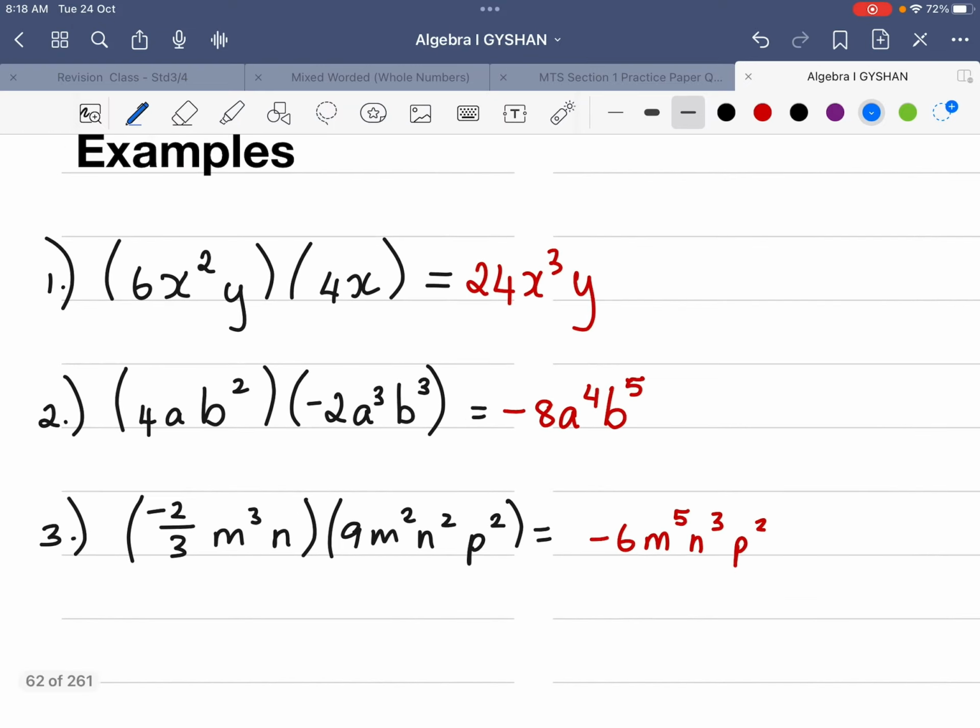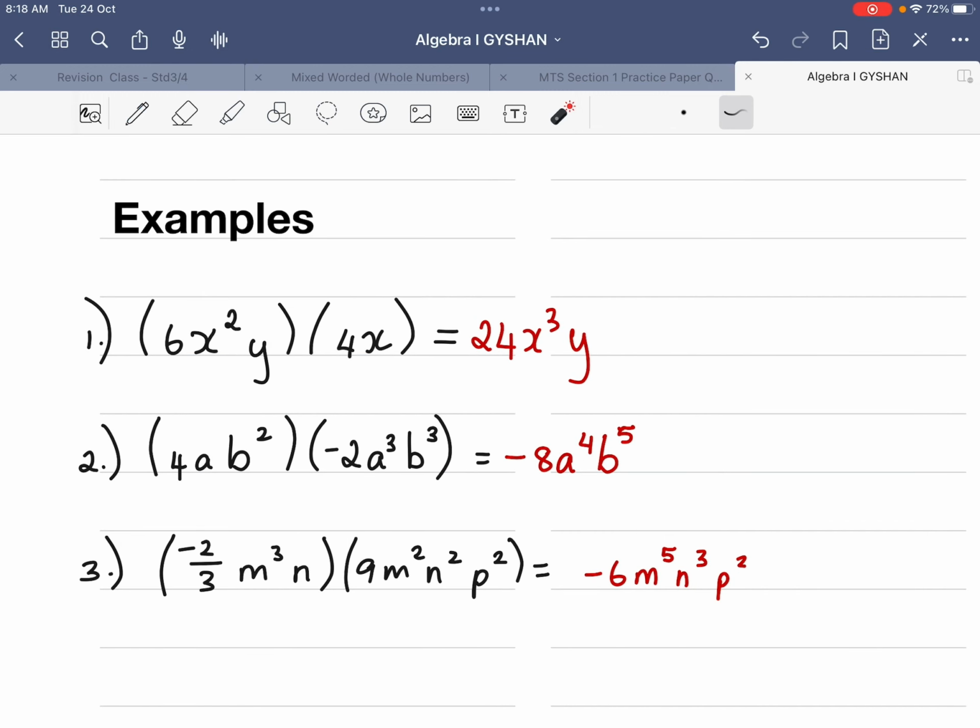Right, let's take a look at these examples. So these examples are similar to what we did before. So you all can take a look at them and take them down. 6 times 4 is 24. X squared by x is x cubed. And we put back the y. 4 by minus 2 is minus 8. A times a cubed is a to the 4. And b squared by b cubed is b to the 5.